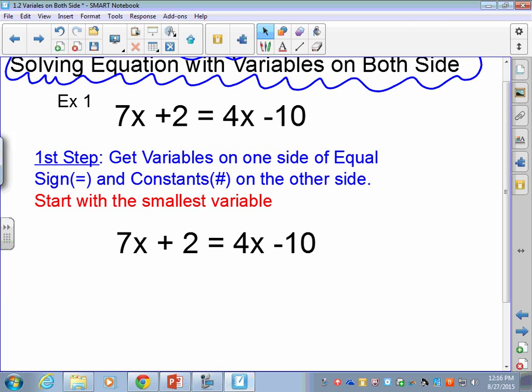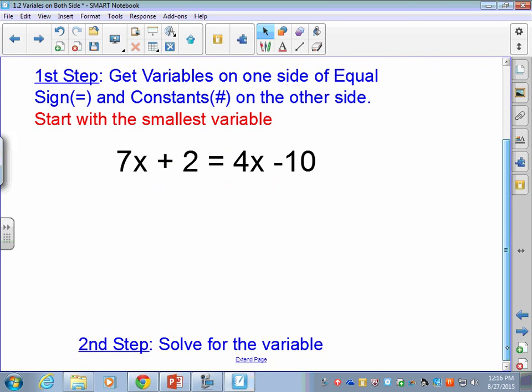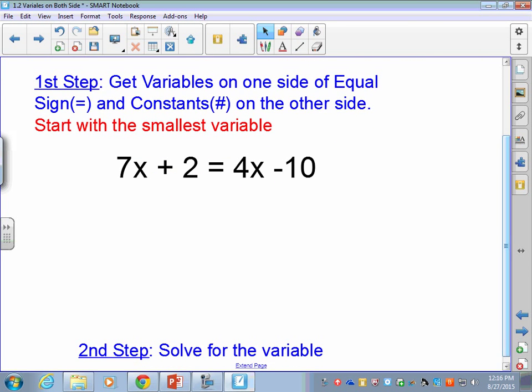Up here, I just redid the equation so I can have some room to write. So variables on one side, constants on the other. Your hint is to start with the smallest variable. So who is the smallest variable? The 4x. So we're going to undo or do the inverse of that. So that's going to be negative 4x.